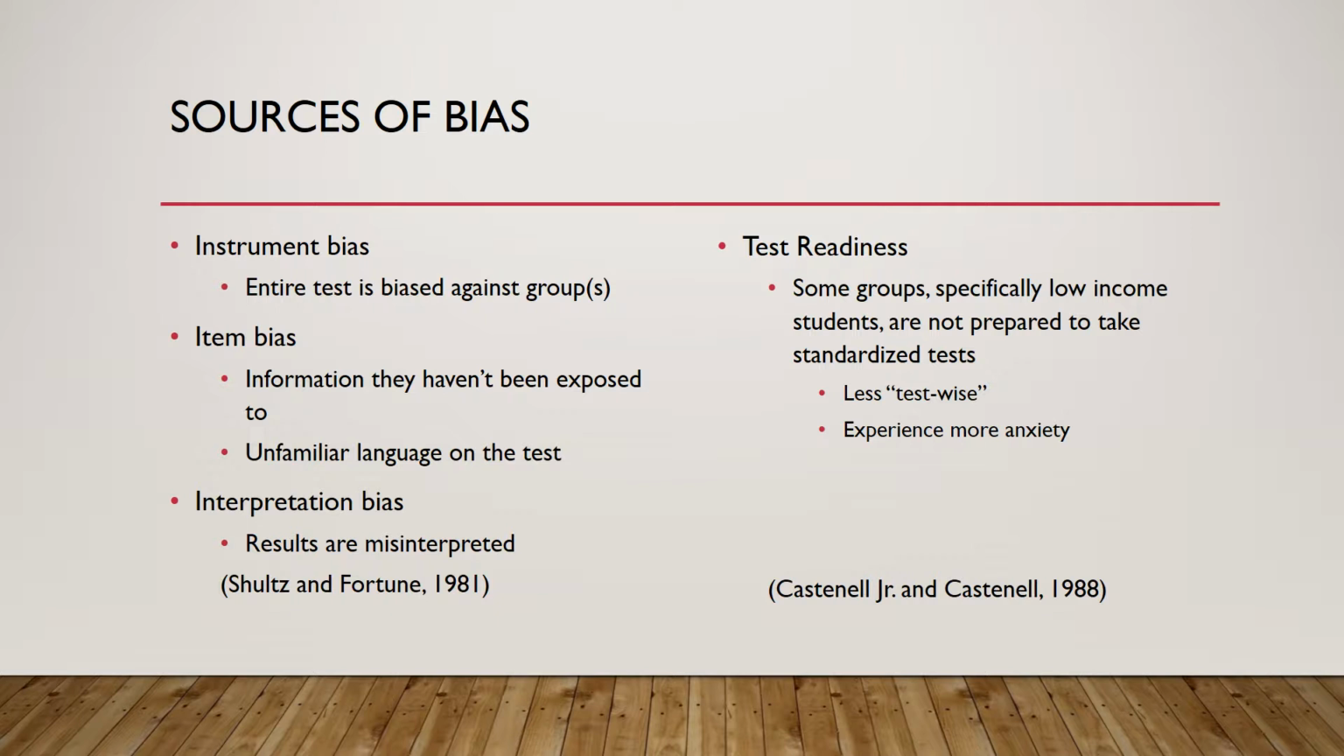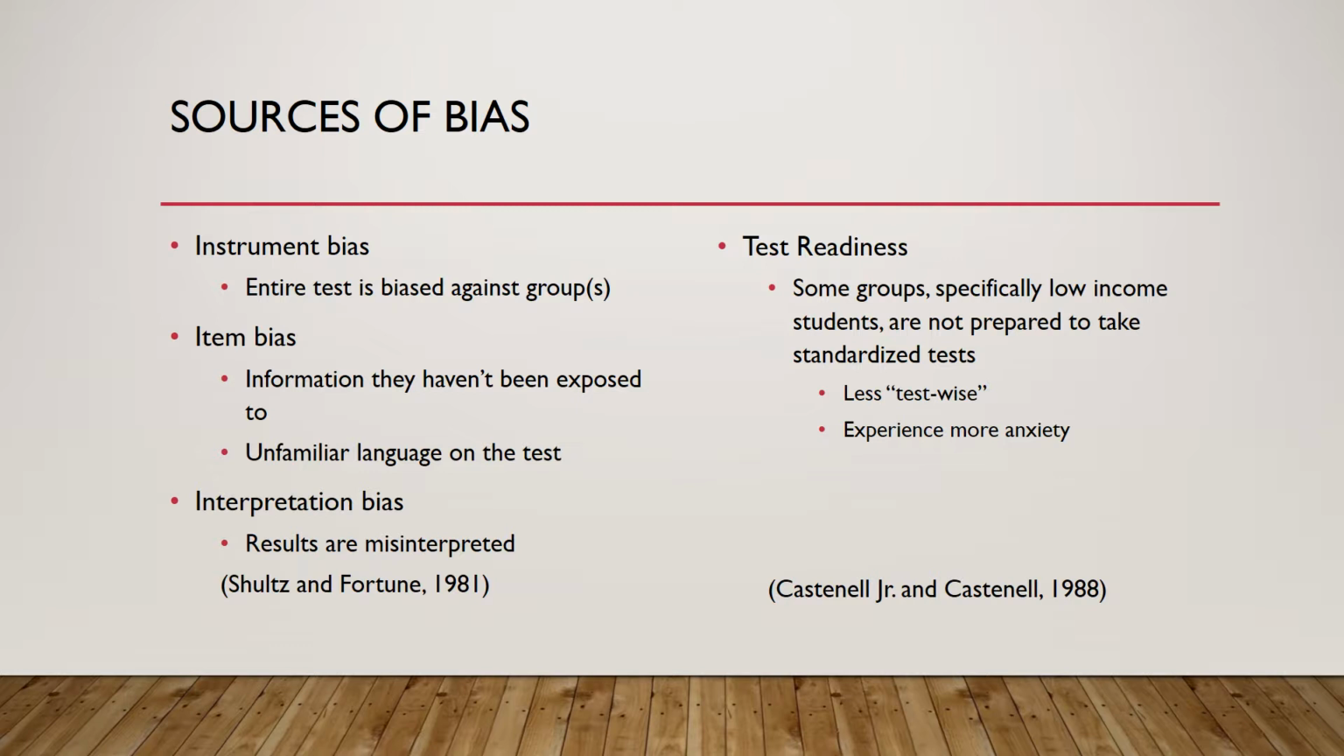And then finally, we had interpretation bias, and this is where the results of an assessment are misinterpreted, whether that's by a teacher, by a counselor, or by an administrator. And the danger in that is that it can lead to tracking of students, whether that's individuals or certain groups of students being placed in certain tracks, and therefore the bias here is in the interpretation.